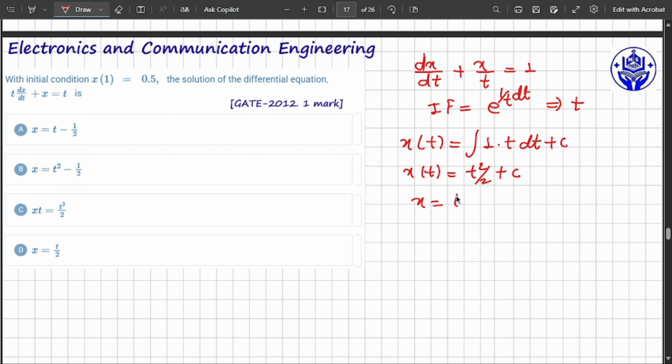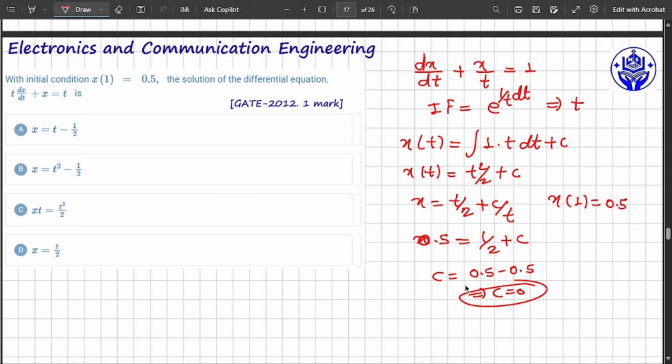Now x is equal to t by 2 plus c by t. The condition is that x of 1 is equal to 0.5. It means if we put t equal to 1, we'll get 0.5 here. So t is 1, so 1 by 2 plus c. So my c is equal to 0.5 minus 0.5. It means my c is equal to 0 here.